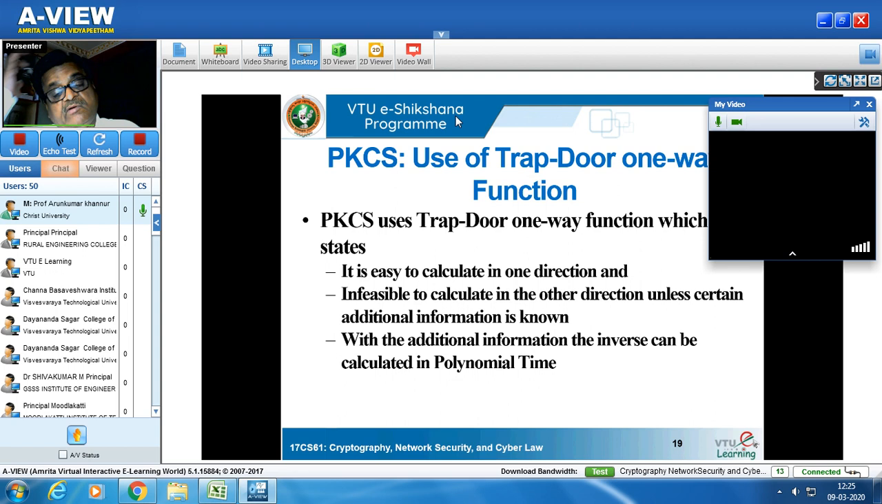But in public key cryptography, additional information is available at the receiver end. Because of that, he will be in a position to calculate, but other than him, the other unauthorized people, including the sender, will not be in a position to work on recovery of the message once it is in the form of ciphertext.